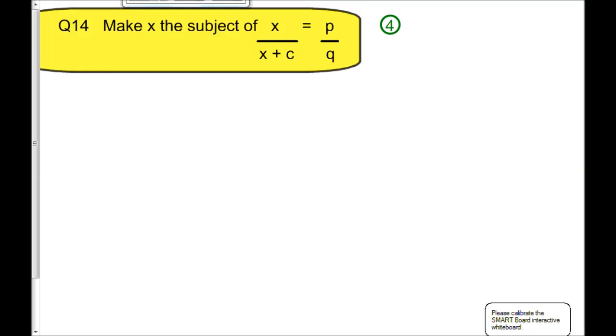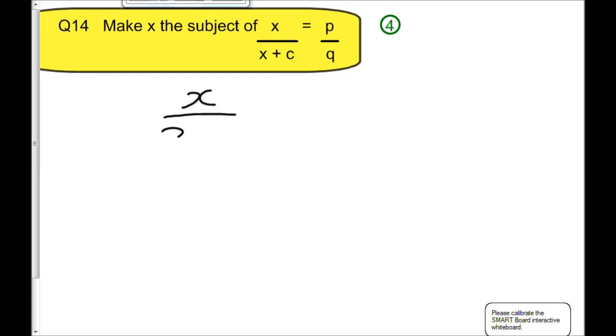Right then, final question, question 14, make x the subject of that expression there. Now the difficulty here, and why it's worth 4 marks, is that there's two x's that we're going to have to group together. One of them is even in the denominator, so we're going to have to sort that out straight away. We don't like working with fractions when we have changing the subject questions. So the first thing we're going to do, now you can use a method here called cross multiplying.